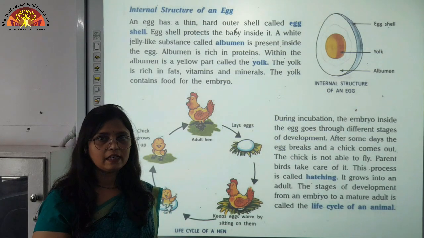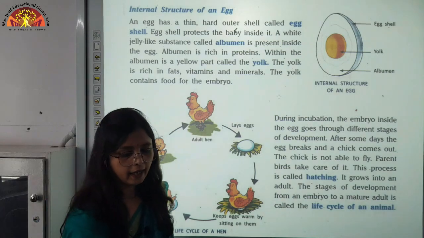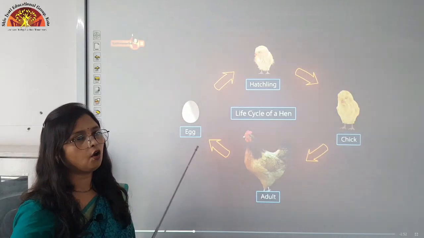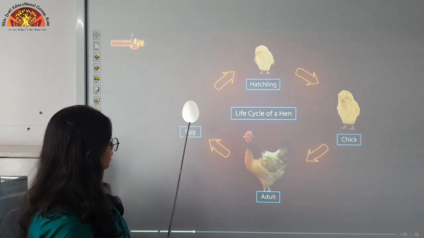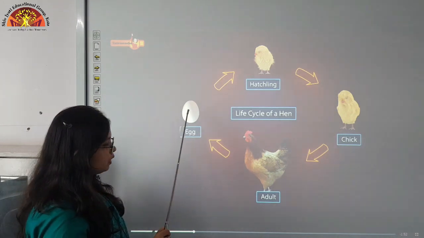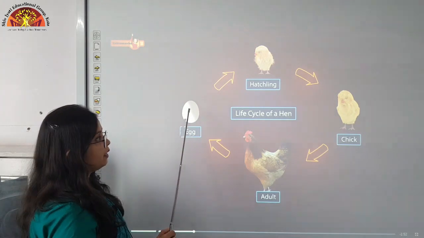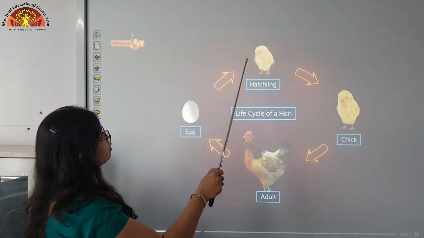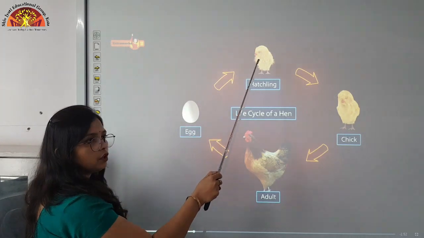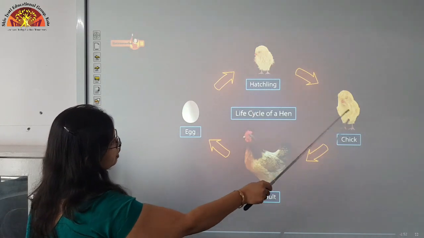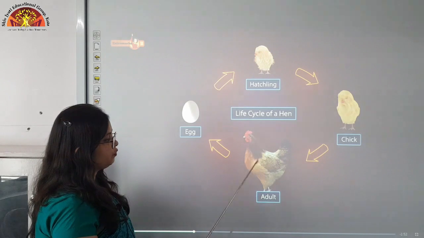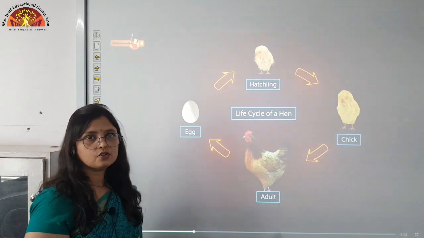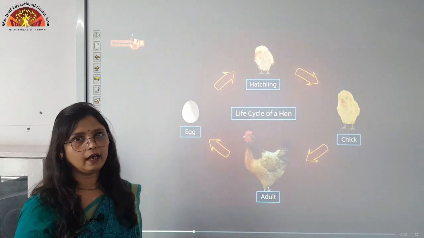So now we will see the life cycle of a hen. This is the life cycle of a hen. Like the adult hen, it lays an egg, then the eggshell is broken down and a chick comes out of it. Initially when the chick comes out, we call it a hatchling. Then a complete chick is formed over here, and when this chick grows, it forms an adult hen. So this is the life cycle of a hen.